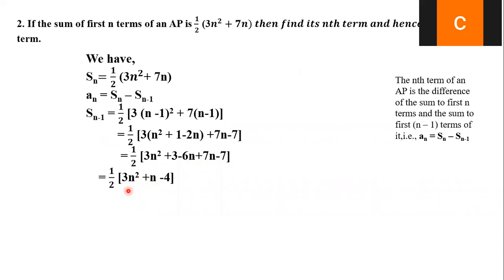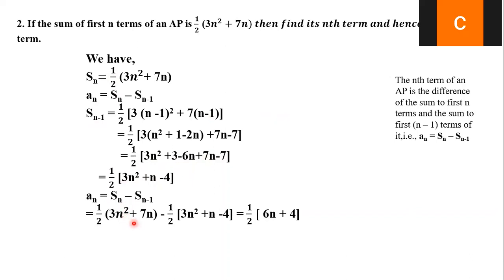Anyone have doubt? Now I'm going to subtract Sn and Sn minus 1. If I subtract both, I take half out common. Plus 3n square and minus 3n square get cancelled, and 7n minus n is 6n, and minus into minus is plus 4. Anyone have doubt? Ma'am, can you explain again, ma'am?